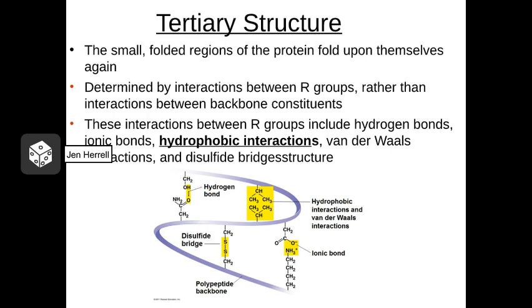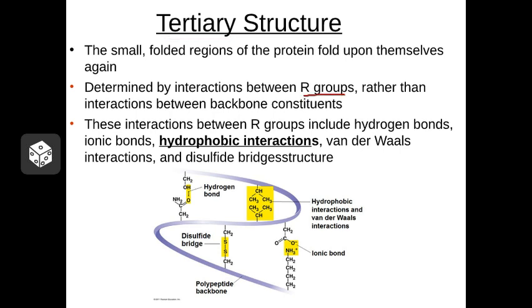That little chain of pearls that was beginning to fold up into secondary structures is now going to fold over on itself again and form what we know as the tertiary structure of the protein. At the secondary level, it was the backbone elements that were interacting with each other and making hydrogen bonds. At the tertiary level, we're now going to get the R groups involved.